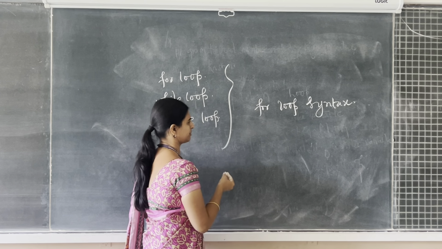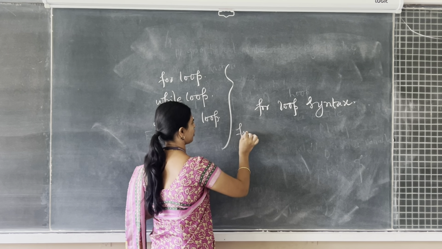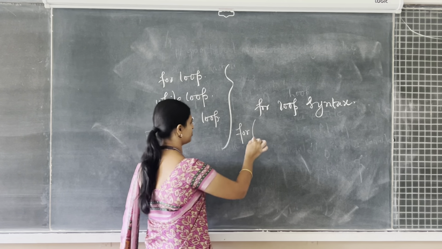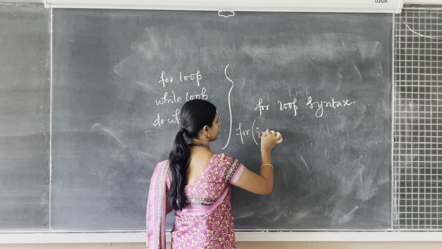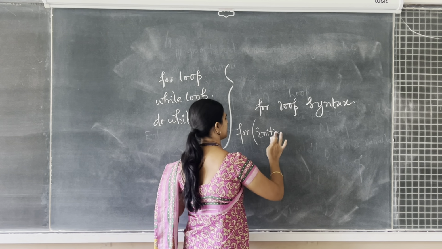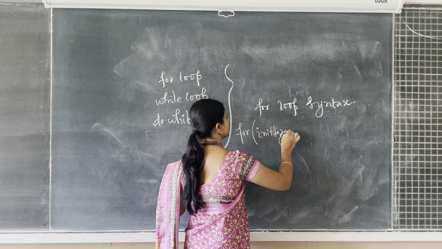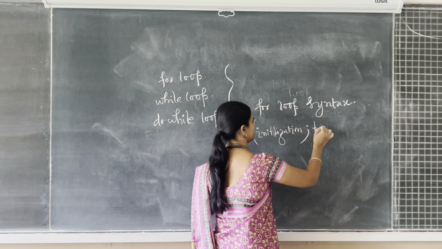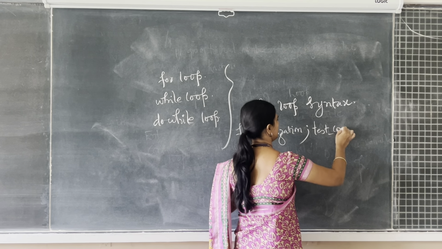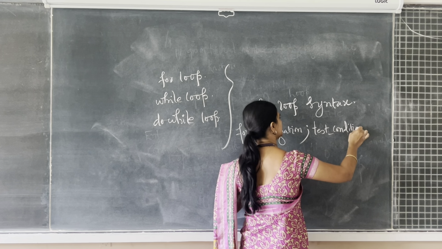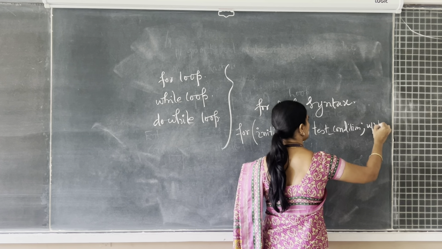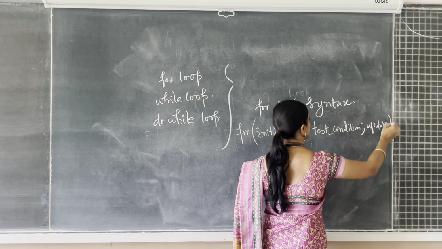For loop syntax is something like this. I need to make use of a keyword called for, followed by parenthesis. Then I should be writing initialization of a counter variable, followed by semicolon. Then write the test condition. Then write the updation of a counter variable followed by a semicolon. Then updation of a counter variable.